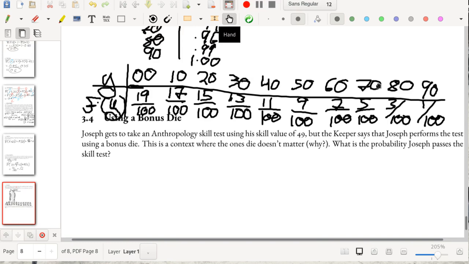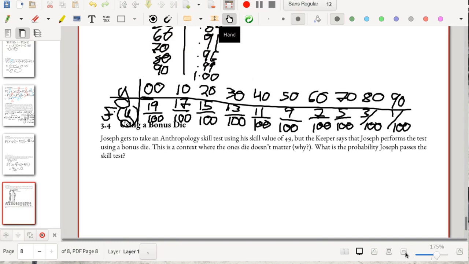Okay, so there was all that business. Using the bonus die, Joseph takes an anthropology skill test using his skill value of 49, but the keeper says that Joseph performs the test using a bonus die. I guess you could possibly argue that Joseph encountered this situation before, and he gets to remember what he did before, so he gets the bonus die. This is a context where the ones die doesn't matter. I'm going to leave it up to you to tell me why we don't care about the ones die. What is the probability that Joseph passes the skill test?